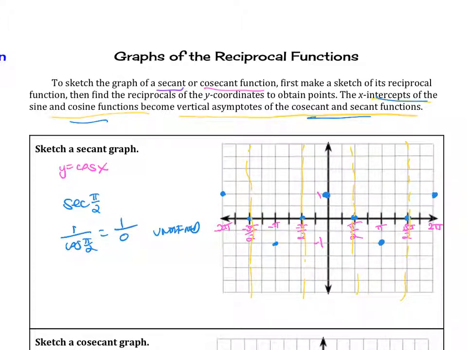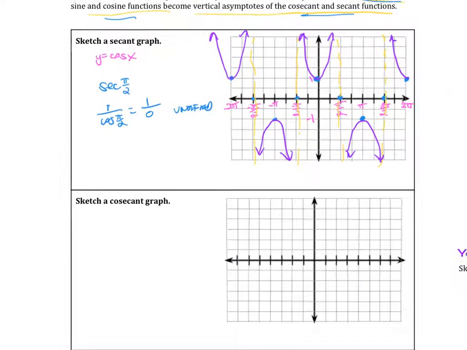Then what happens is those top points, the maximum and minimum points, become the other parts of the graph. So we just flip everything. So it goes that way, and then this goes down. So the top points, it opens up, and the bottom points, the minimum points, it opens down. So that is a graph of a secant. So the cosecant graph is very similar to that.